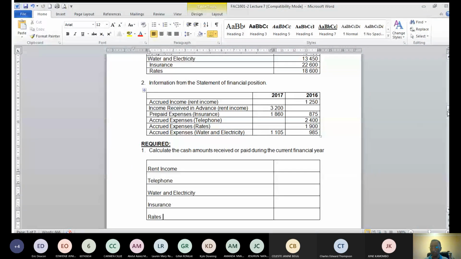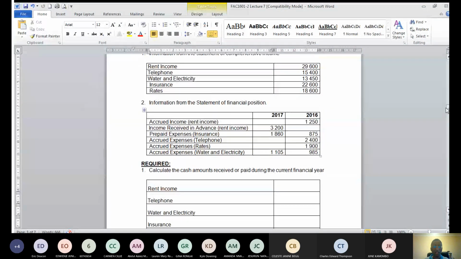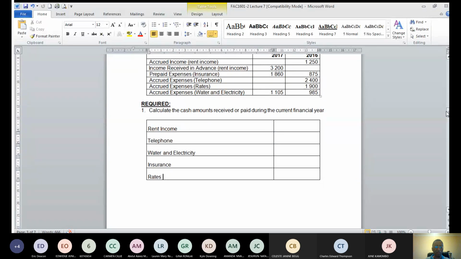Right. So, from my statement of profit and loss and other comprehensive income, I have got income there. And my income for the financial year, my rent income, was the amount of 29,600 Rand. I must convert that amount now to a cash amount. How do I do that?